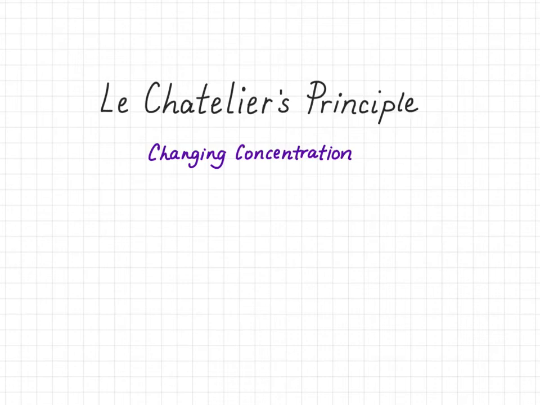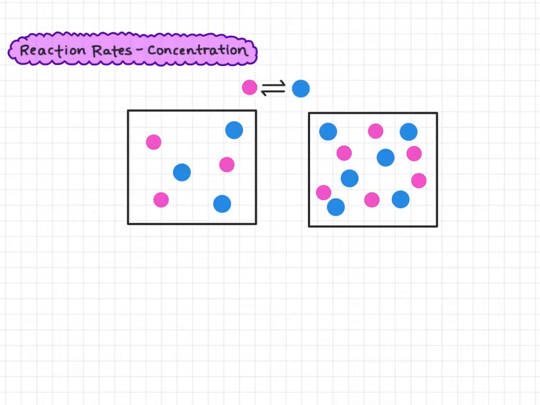In this video, we're going to look at the effect of changing concentration on an equilibrium position through the lens of Le Chatelier's principle. So to start, we're going to talk about the relationship between the rate of a reaction and the concentration. As a reminder, at equilibrium, the rate of the forward reaction is equal to the rate of the reverse reaction.